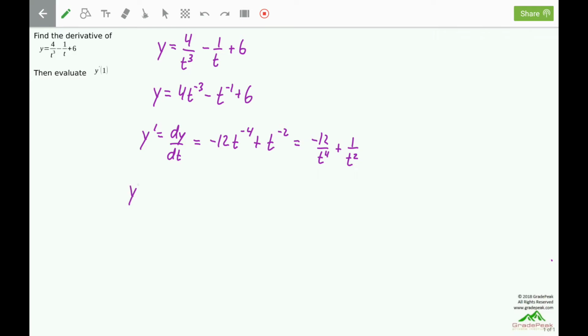At this point we can evaluate y prime of 1, which means to plug a 1 in for each of the t's. So negative 12 over 1 to the 4th plus 1 over 1 squared. 1 raised to any power will still be a 1. And anything divided by 1 is a 1. So I have negative 12 plus 1, which comes out to negative 11.